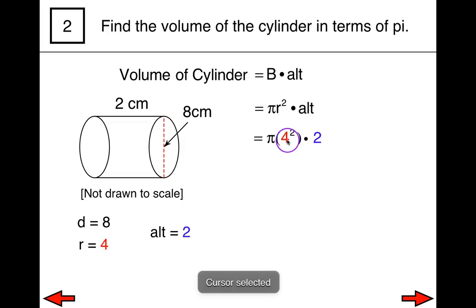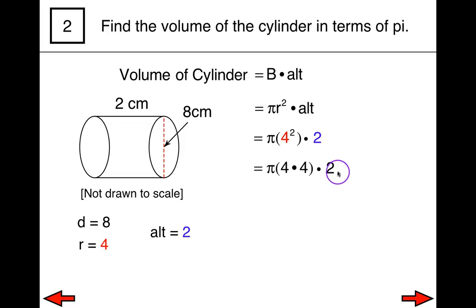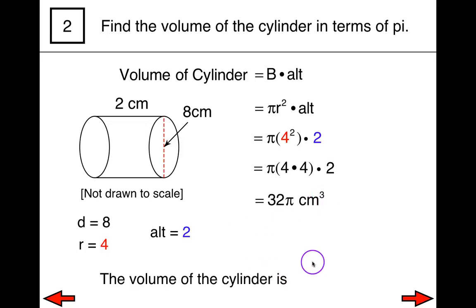So let's move on. I'm going to go ahead and write 4 squared as an expanded product. So that's pi times 4 times 4 times 2. Now I'm just going to go ahead and multiply what I have. 4 times 4 is 16, times 2 is 32. And again, I would write 32 pi. Pi follows the number. It goes at the end. And I would write centimeters cubed. So I'm going to say the volume of the cylinder is 32 pi centimeters cubed.